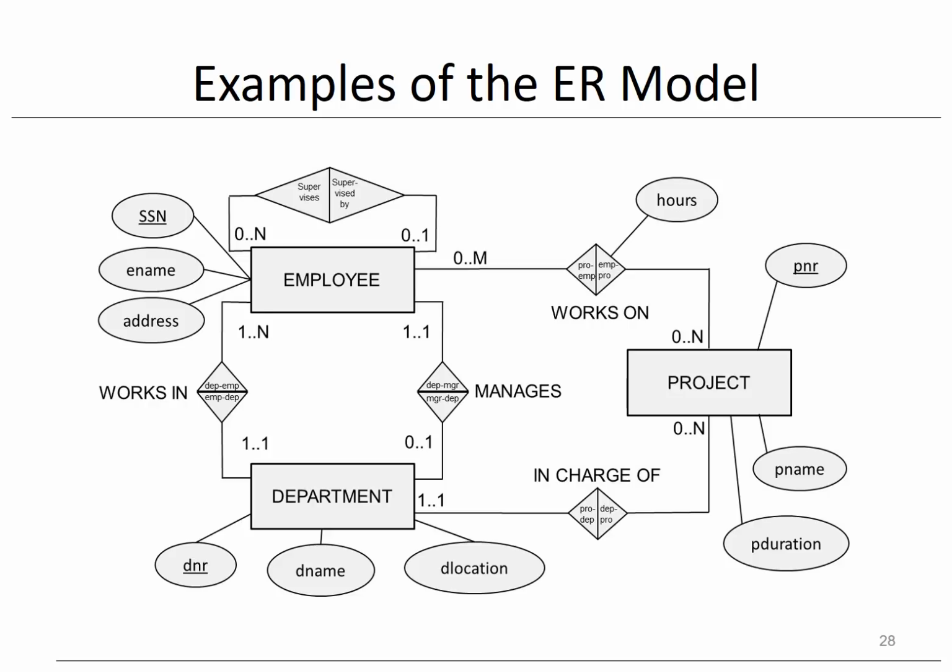An employee works on 0 to n projects. A project is being worked on by 0 to m employees. The relationship type works on also has an attribute type hours, representing the number of hours an employee worked on a project. Also note the recursive relationship type to model the supervision relationships between employees. An employee supervises 0 to n employees. An employee is supervised by 0 to 1 employees.